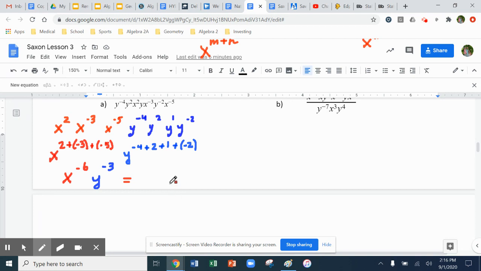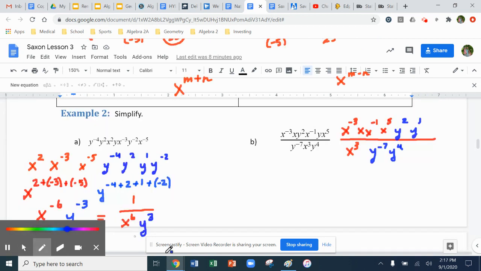And both those are negative powers, so we do have to apply the negative exponent rule. We're going to go 1 over x to the 6th and y to the 3rd. So all in all, there would be everything written with a positive power exponent, and there would be our final result.